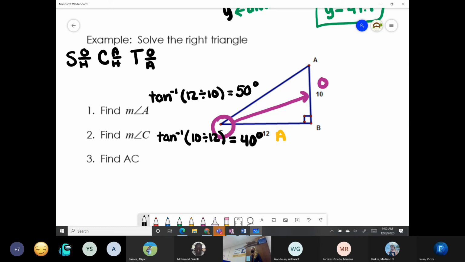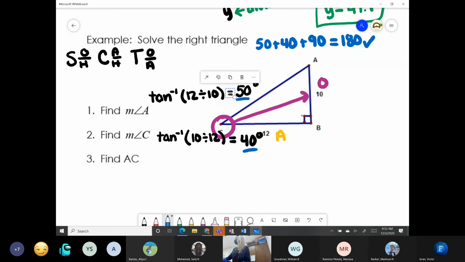And then to check your work, you can always test to make sure all the angles add up to 180. So we have the 50-degree angle, we have the 40-degree angle, plus the 90. Those all added together do equal 180. So to check your work, you could always make sure the two angles that you find plus the 90-degree angle all add up to 180. That's a good way you could check your work on these problems.